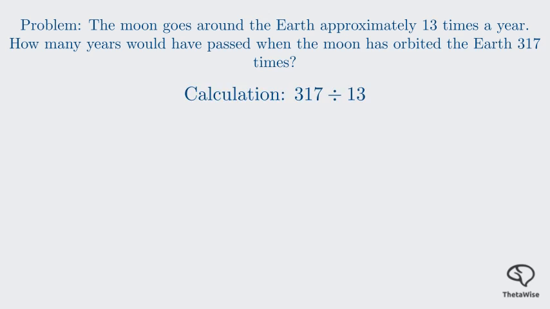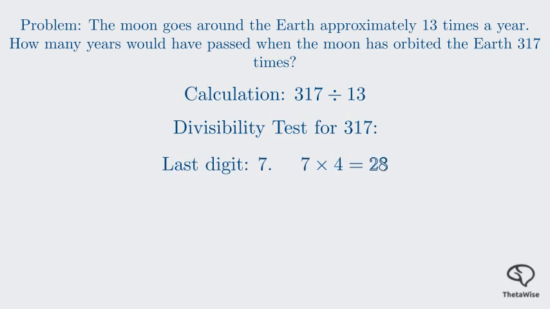First, let's use our divisibility test for 13 to see if the answer is a whole number. This will tell us if the moon completes a full number of years. We'll test 317. The last digit is 7. We multiply it by 4. 7 times 4 is 28.